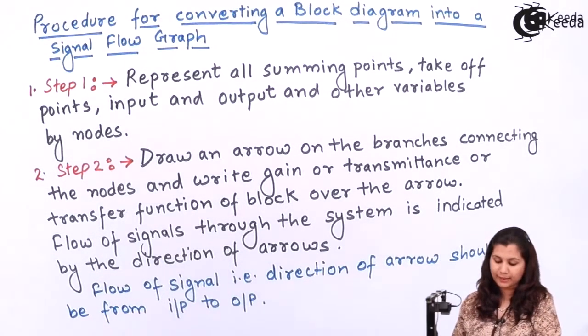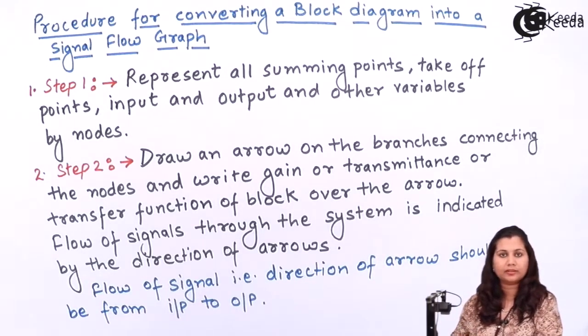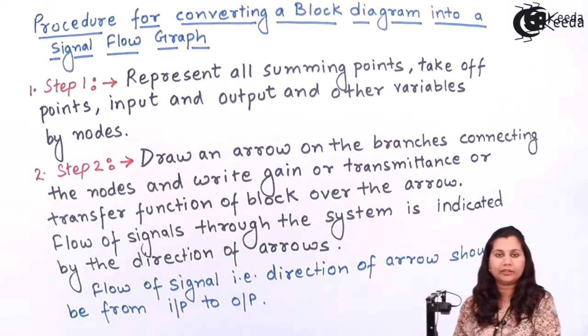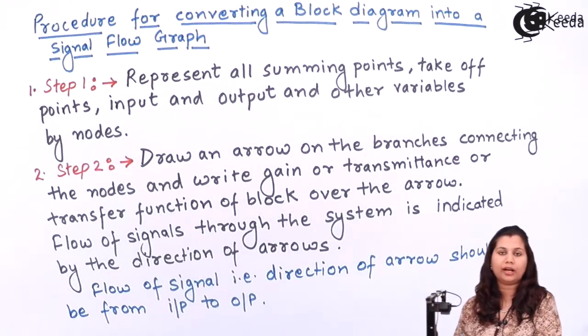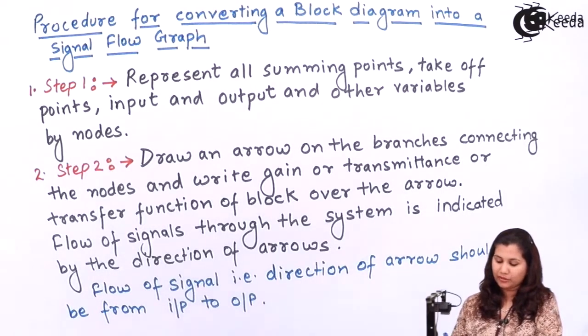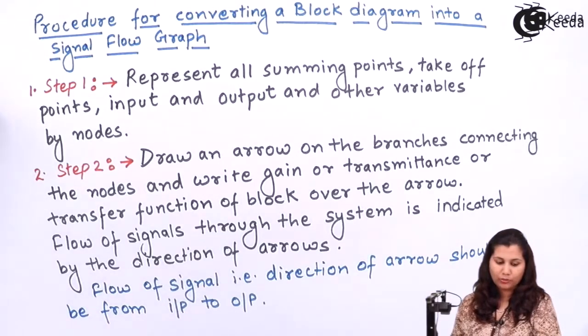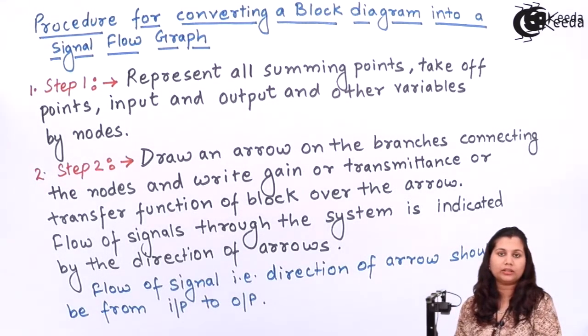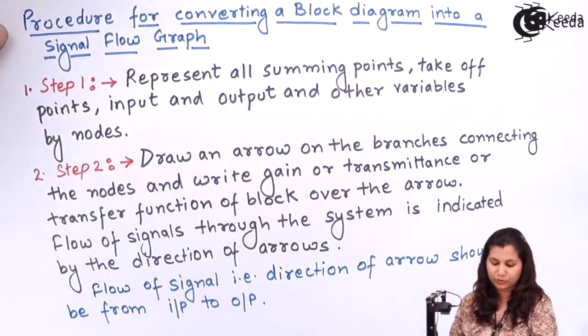Now the third step. We have drawn the summing points and takeoff points, you have represented them in the form of nodes, you have connected the nodes with branches, and you have marked the branches with their respective gains or transmittance. So now you have to represent all the feedback signals.